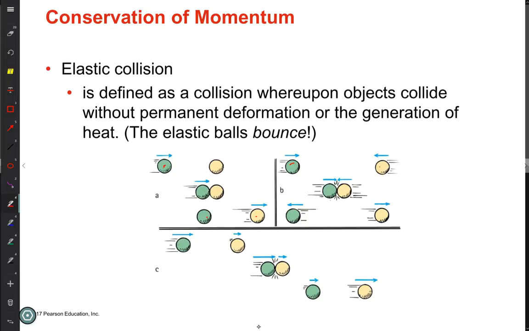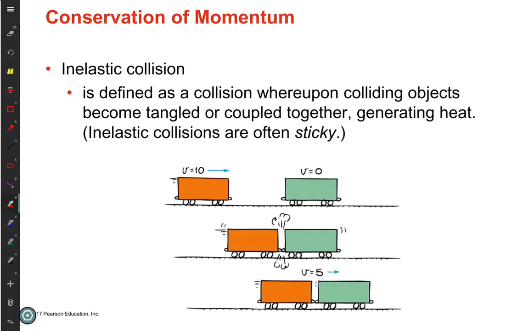Well, this never occurs in real life. Here we had two coming toward each other. They bounce off each other, go back. And here they're both moving the same direction. Those are examples of elastic collisions. Sticking together, like these two carts, is an inelastic collision.